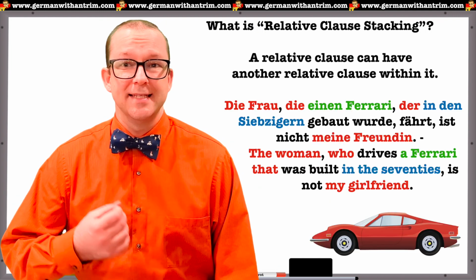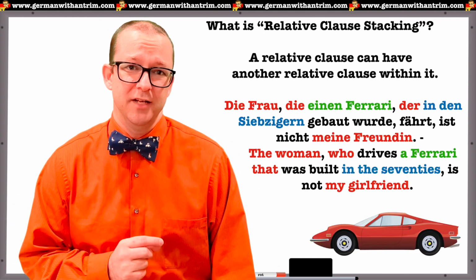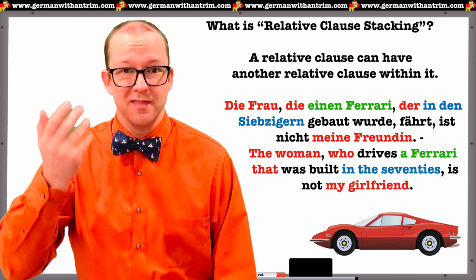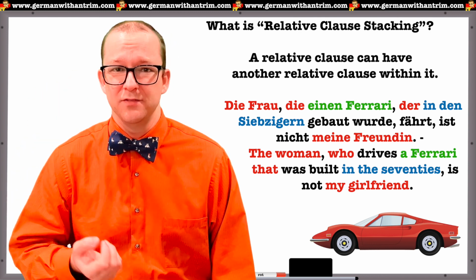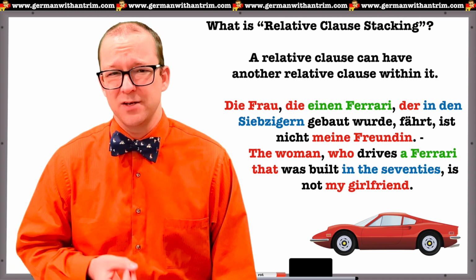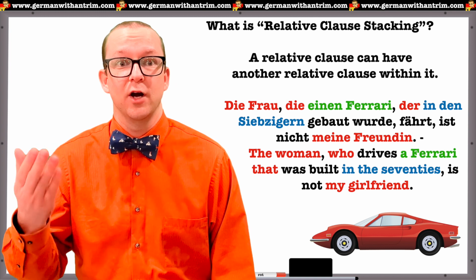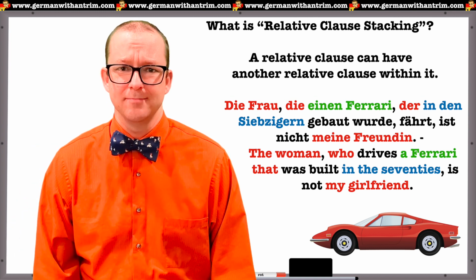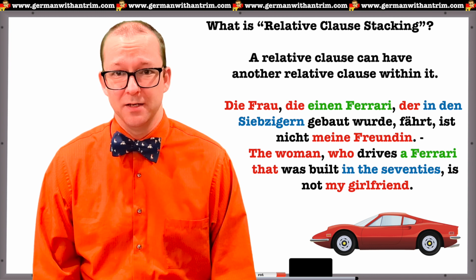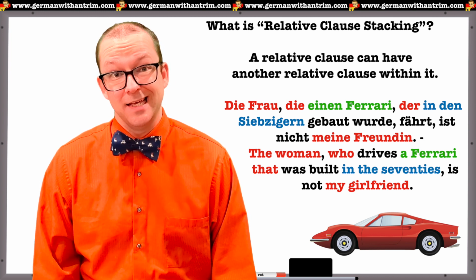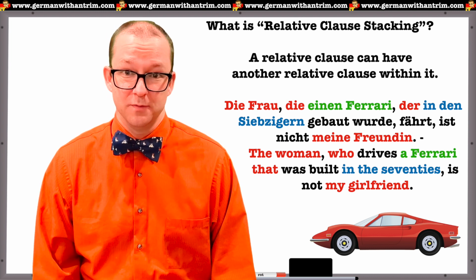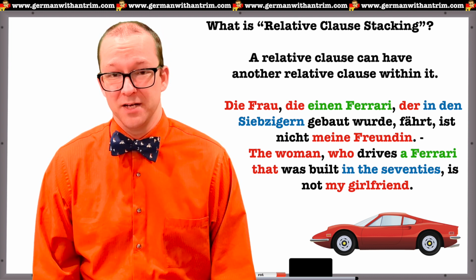In order to understand the sentence that I showed you at the beginning of this video, we need to understand the concept of stacking relative clauses. This is essentially when you have a relative clause that also has a relative clause attached to it. Let's start with some simple examples and work our way towards something more complex. Die Frau, die einen Ferrari, der in den 70ern gebaut wurde, fährt, ist nicht meine Freundin. The woman who drives a Ferrari that was built in the 70s is not my girlfriend.